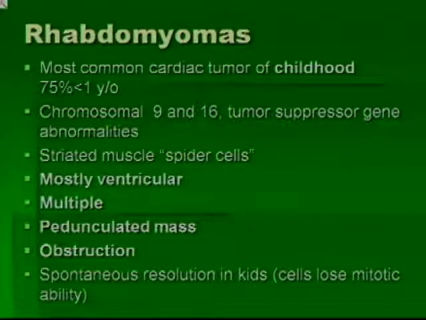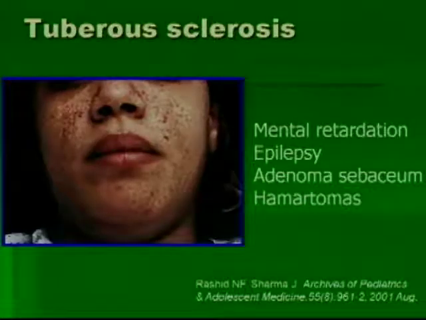They mostly occur in the ventricles. They can be multiple. They can show up as pedunculated masses. They can cause obstruction classically. And perhaps the most interesting thing about it, especially in children, is that their cells lose mitotic ability and there may be spontaneous resolution. They are associated with tuberous sclerosis, which, as you may remember, includes mental retardation, epilepsy, adenoma sebaceum, and hamartomas.